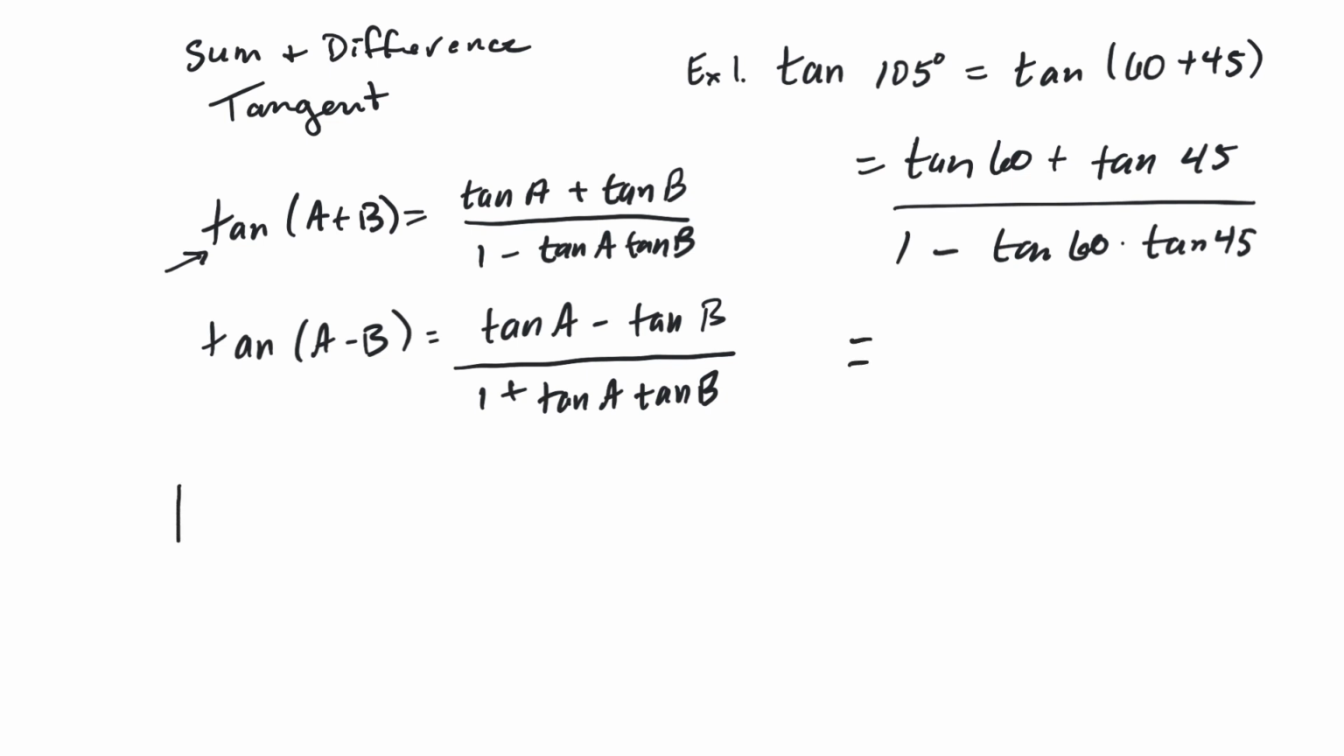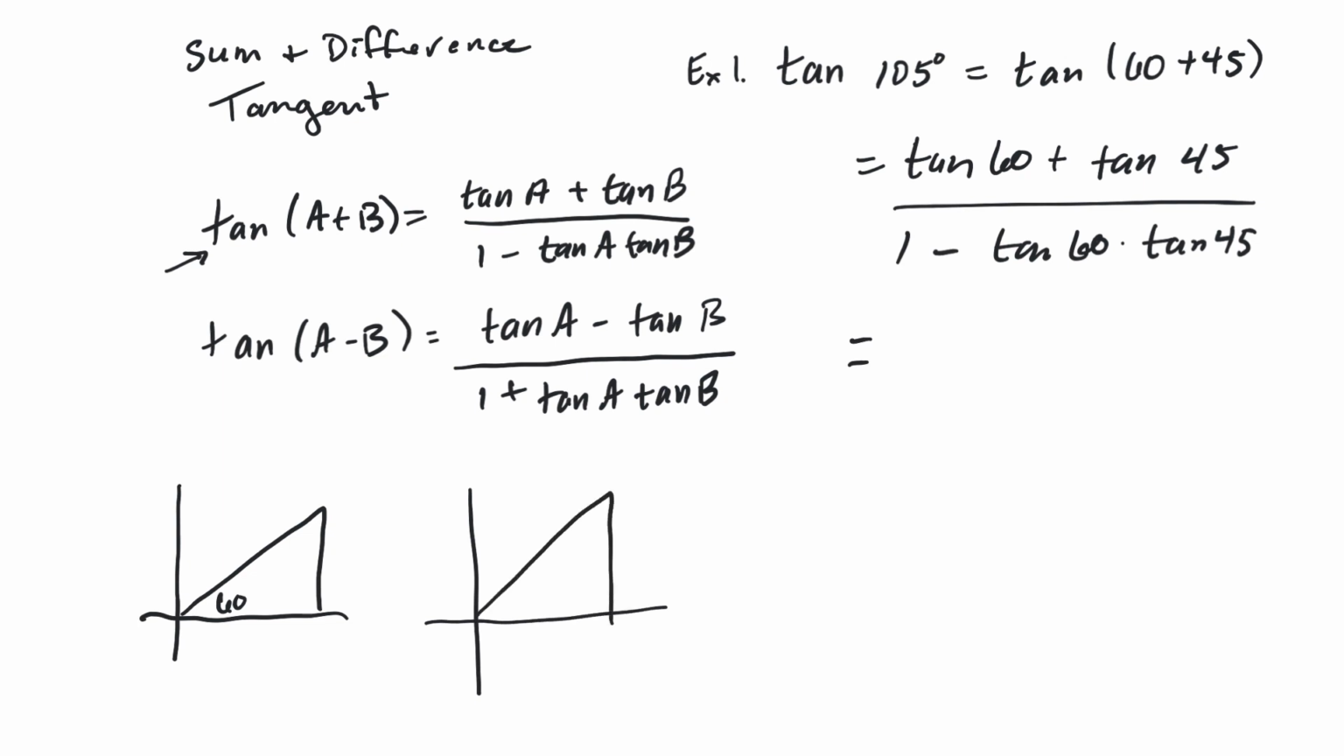Tangent of 60, I can use my left hand rule or I can just draw out the triangles. So here's a 60. Here's my 45. We know that the sides of a 45 triangle are 1, 1, square root of 2. We have 30 here, with sides 1, square root of 3, and 2. So the tangent of 60 would be opposite over adjacent, which turns out to be square root of 3 over 1. And then the tangent of 45 is opposite over adjacent, 1 over 1, so it just gives me 1.